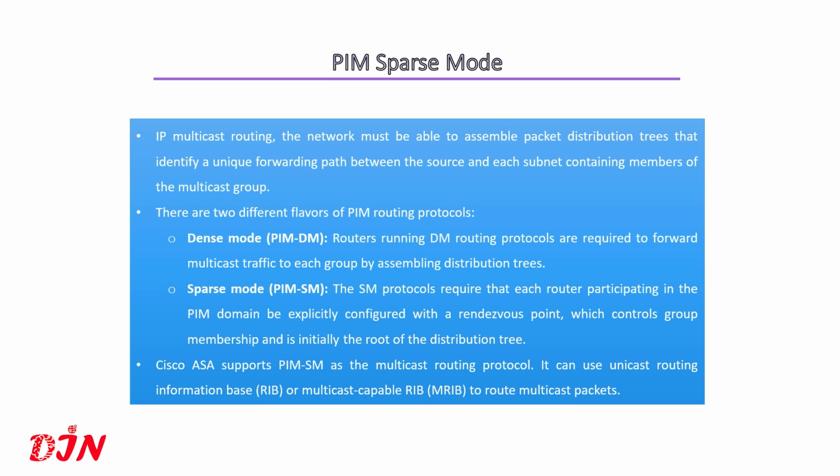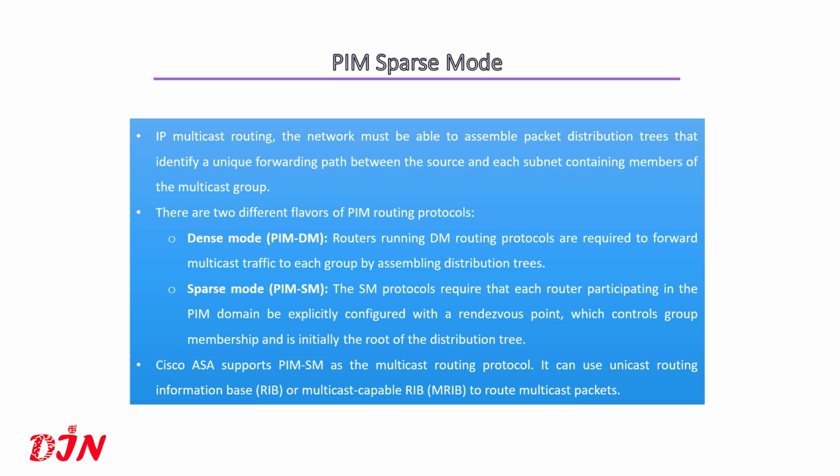Dense mode. Routers running DM routing protocols are required to forward multicast traffic to each group by assembling distribution trees. They do so by flooding the entire network even if the receivers do not request such updates. Subsequently, they prune all the paths that do not have any receivers. Dense mode is not widely used or recommended.